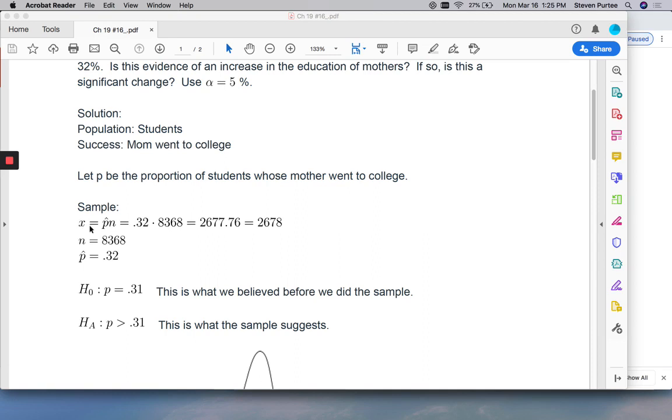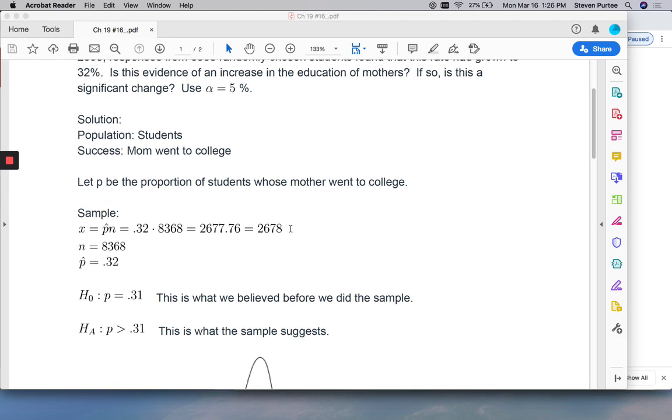So to find X, we multiply and we get this number. But remember, X always has to be a whole number. You can't have 3/4 of a person. So just use normal rounding rules. X will round to 2678.